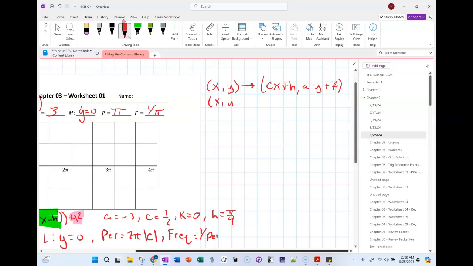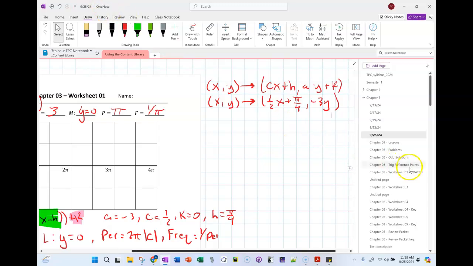So our C was 1/2. Our H was pi over 4. Our A was -3, and our K was 0, so I'm not going to bother writing plus 0. Everybody's cool? So far, so good.